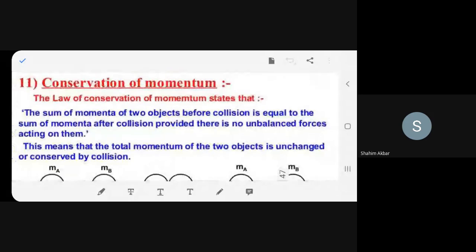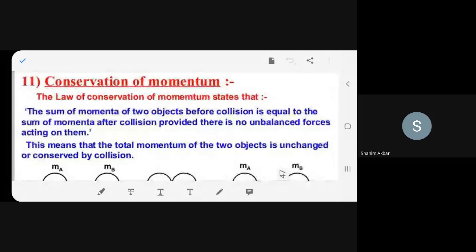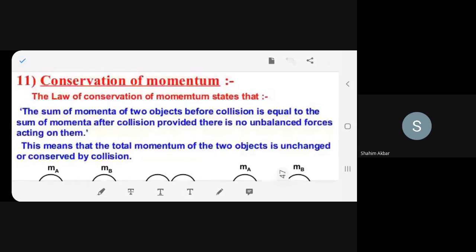Now we'll see conservation of momentum. What is momentum? Mass into velocity. Before an activity and after the activity, the momentum remains the same. This is what we have to see. Let's start. Conservation of momentum.